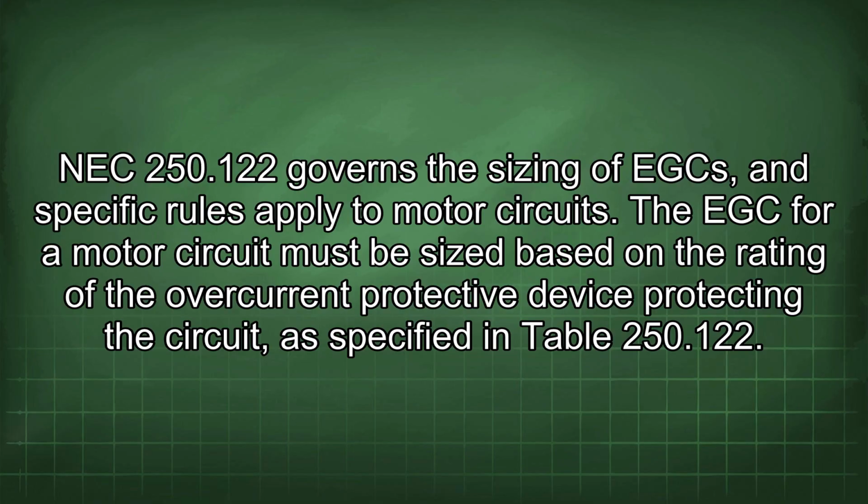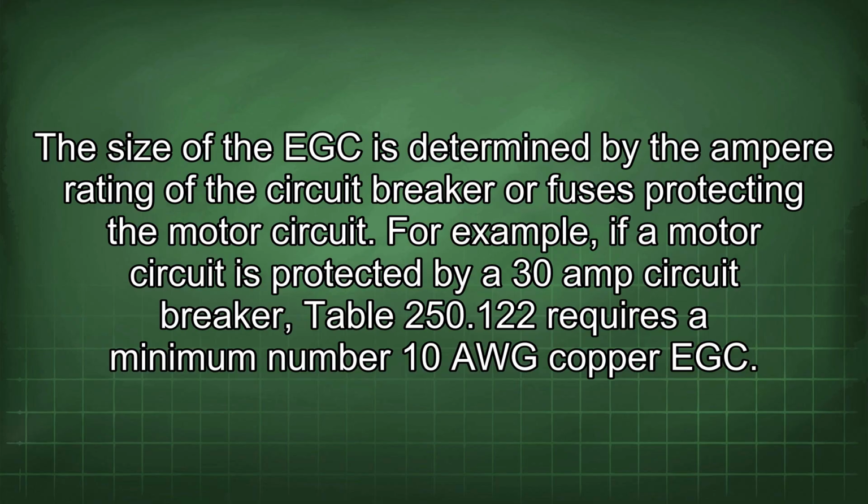The EGC for a motor circuit must be sized based on the rating of the overcurrent protective device protecting the circuit, as specified in Table 250.122. The size of the EGC is determined by the ampere rating of the circuit breaker or fuses protecting the motor circuit. For example, if a motor circuit is protected by a 30 amp circuit breaker, Table 250.122 requires a minimum number 10 AWG copper EGC.